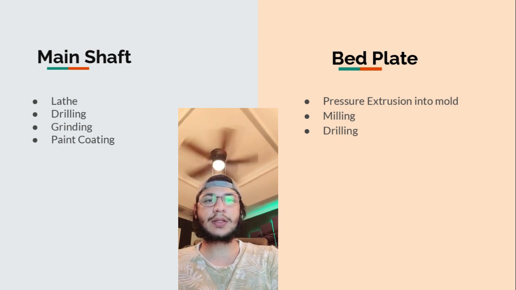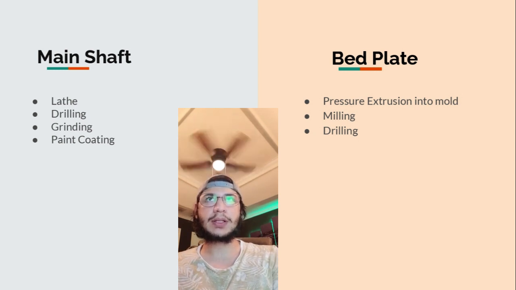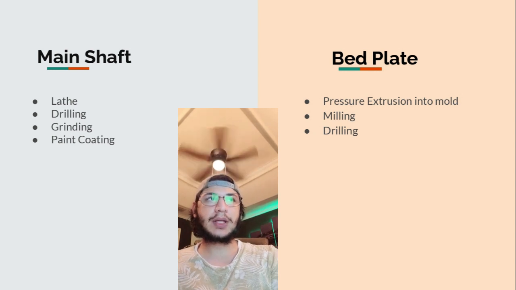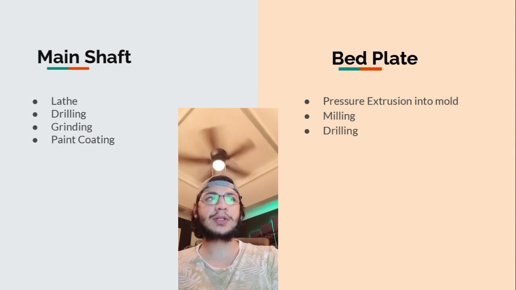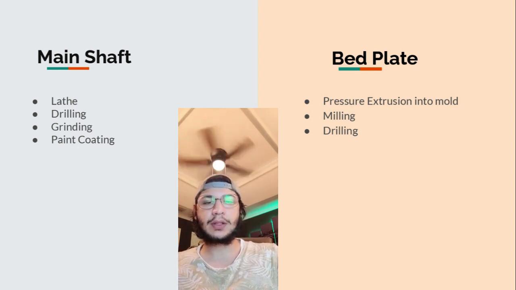For the production analysis of the main shaft, the tools required for manufacturing the main shaft will require a lathe, drilling, grinding discs, and a paint coating, which will be applied to prevent oxidation. For the bed plate, pressure extrusion into a mold will be required. Milling and drilling of the part will also be required.